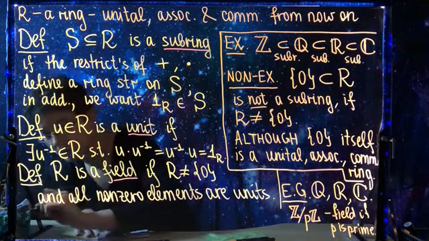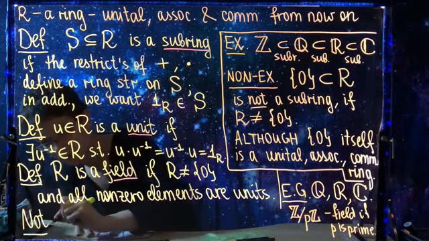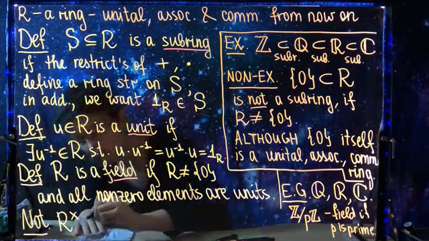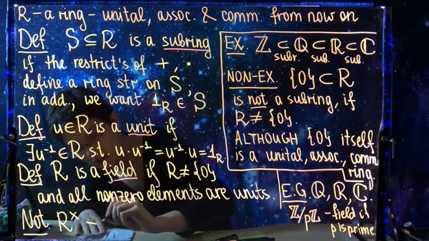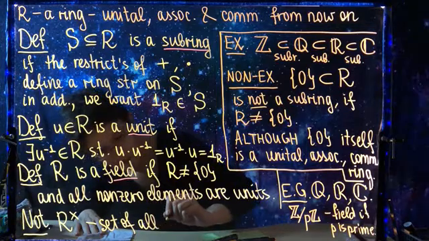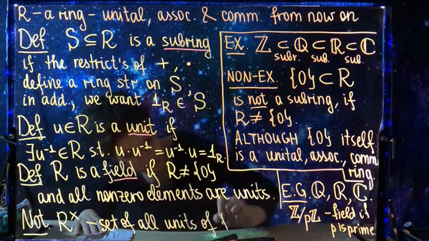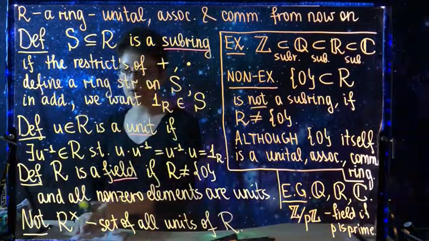We denote by R cross the set of all units of R. So for fields, R cross coincides with R minus 0.